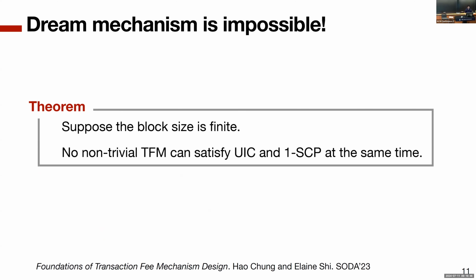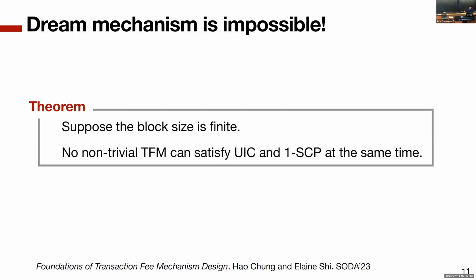Unfortunately, the answer is no. In my previous work, we showed that if the block size is finite, no non-trivial mechanism can satisfy UIC and 1-SCP. And by non-trivial, I mean the only mechanism that satisfies both properties is one that always rejects everyone. But that makes a blockchain useless.